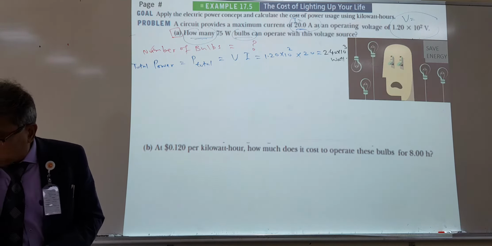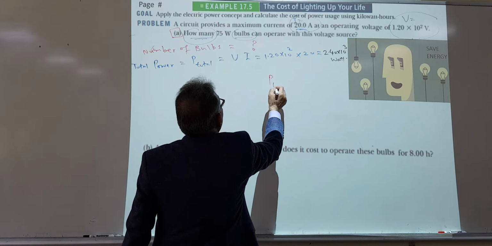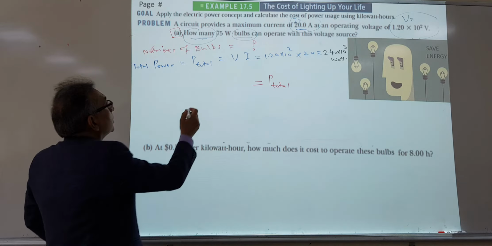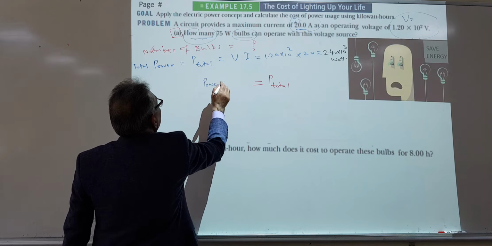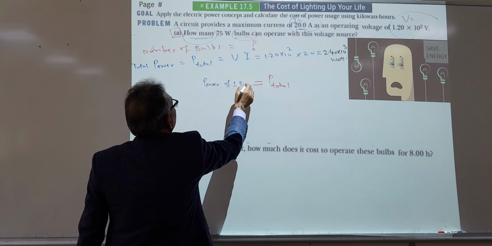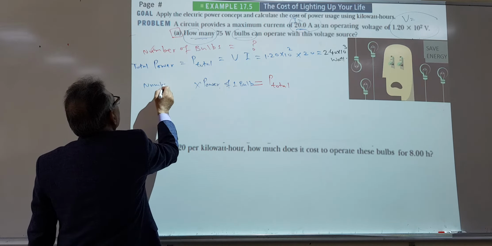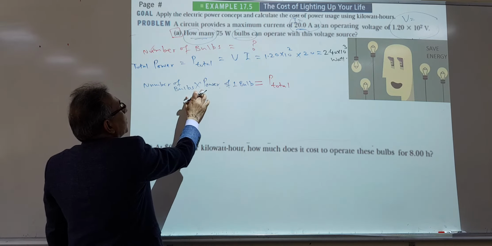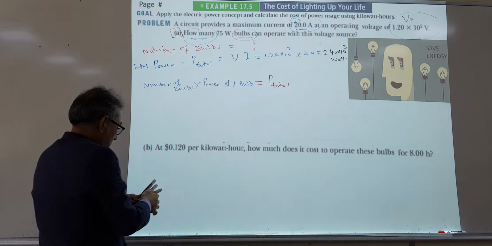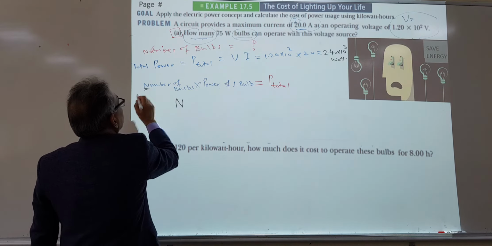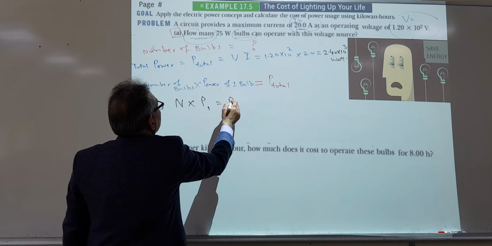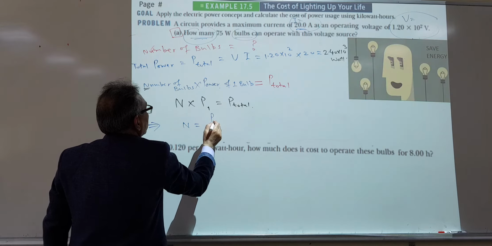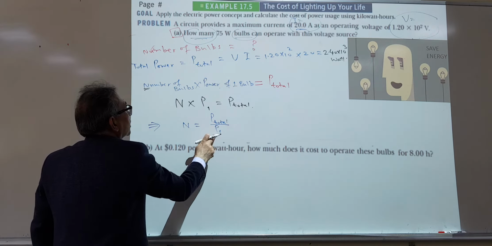Now, the total power is used to power the bulbs: the power of one bulb multiplied by the number of bulbs. So the total power consumed is the number of bulbs multiplied by the power for one bulb. Let me call this N, and this is P for 1, equal to P total. So I need the number of bulbs, N, equals P total divided by the power for one bulb.